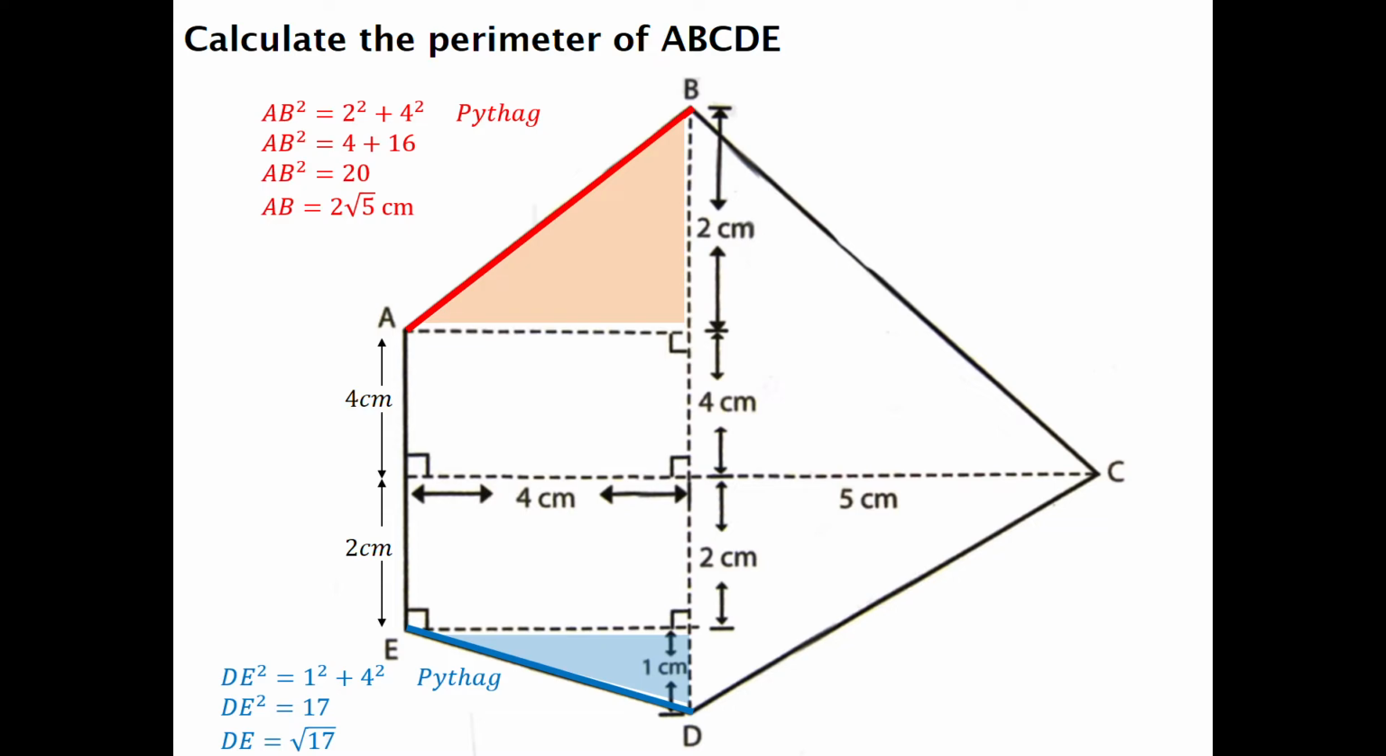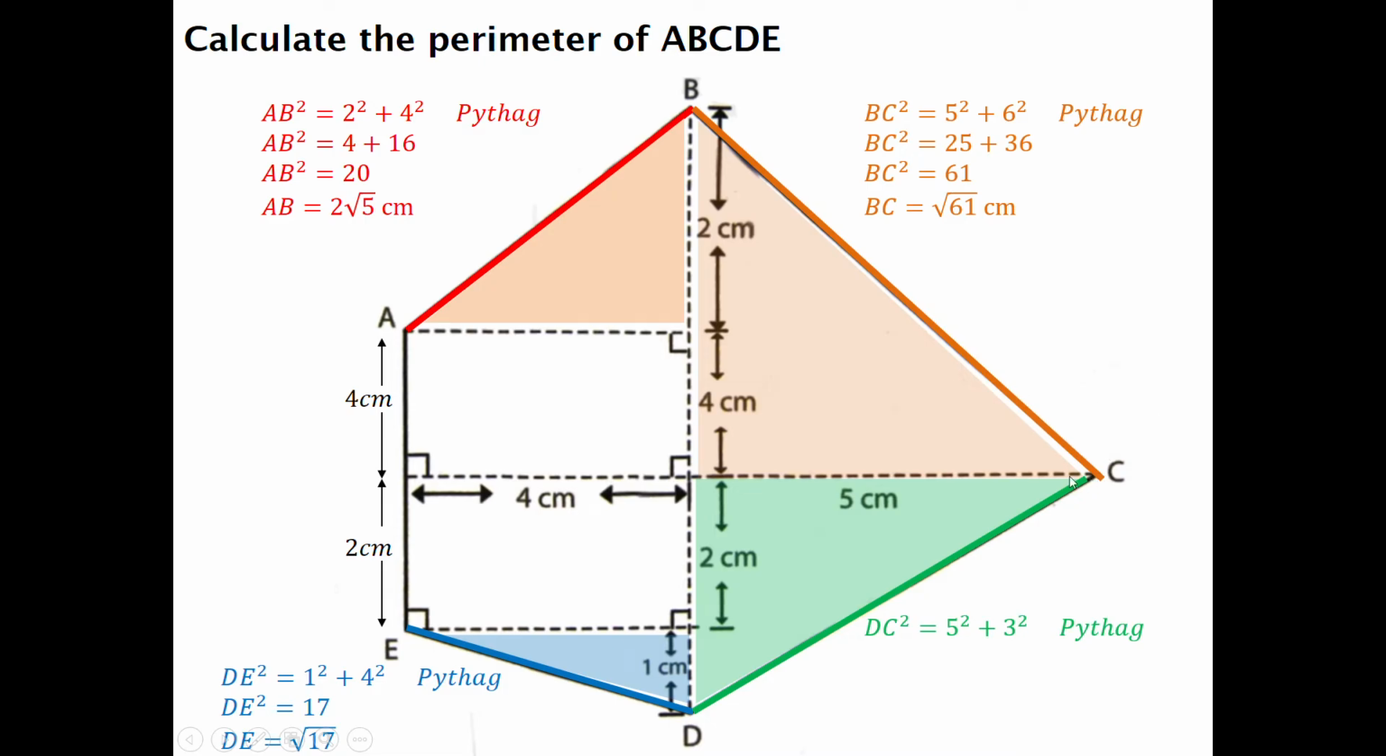Then I'm going to move on to BC. BC squared will be equal to 6 squared plus 5 squared. Pythag, that will give me 61, and then I square root to get BC alone. So I've got the square root of 61. Same thing for DC. So DC squared will be equal to 5 squared plus 3 squared. I've got that 2 plus 1, so 3 squared. That will give me 25 plus 9, which is 34, and I need to square root that.